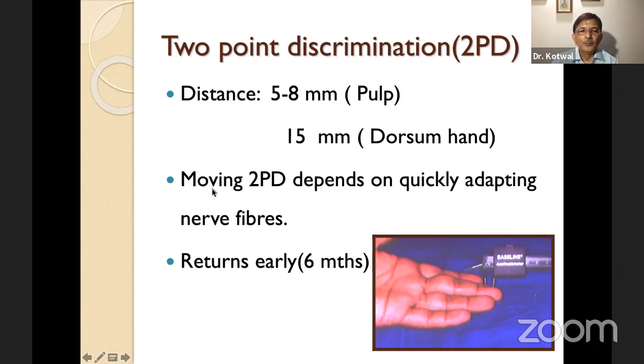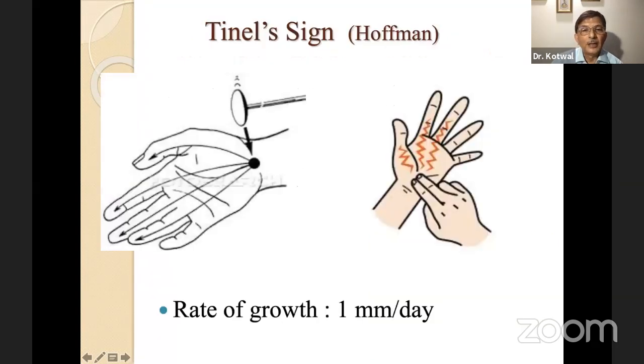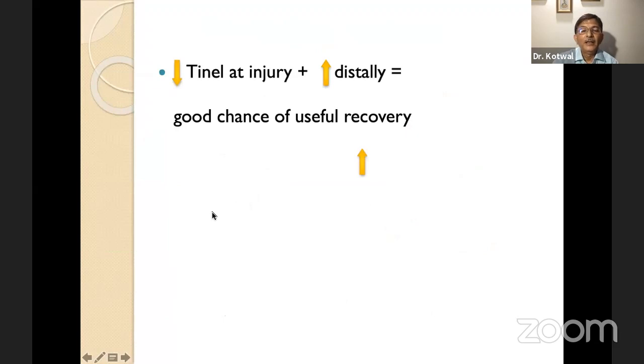So this 2-point discrimination depends upon the quickly adapting nerve fibers, and this returns early as compared to the slowly adapting fibers. Then Dr. Dhal talked about the Tinel sign. The rate of growth is 1 millimeter per day. Just a little more detail about the Tinel sign.